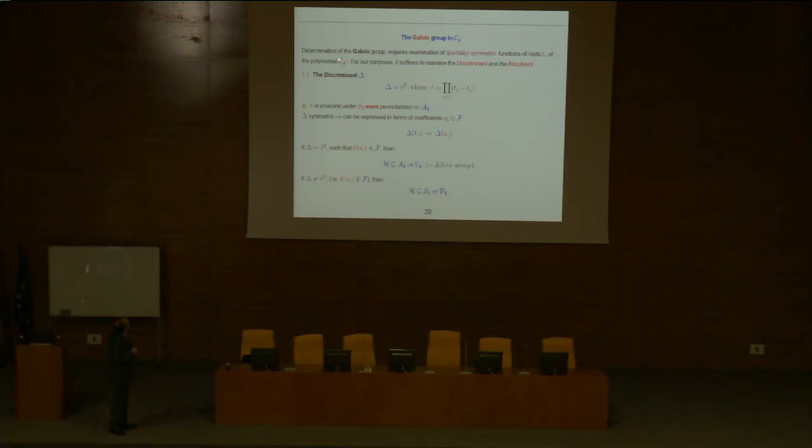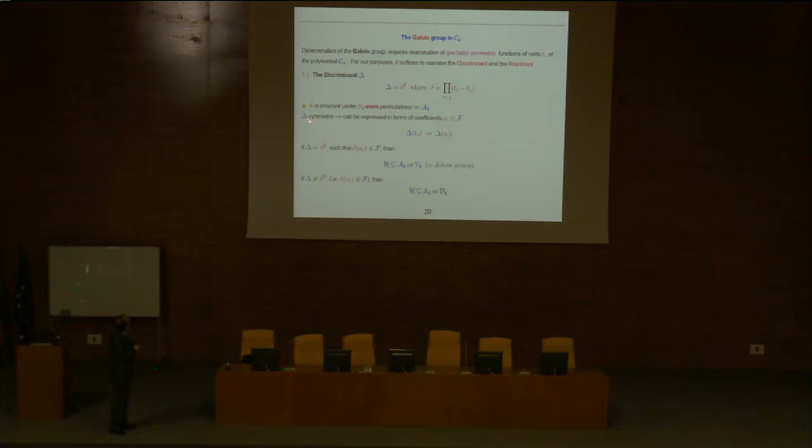The idea is that one has to examine partially symmetric or symmetric functions of the roots, and for our purposes, we need only to examine the discriminant and the resolvent. The discriminant is always given, of course, through this quantity, which is just the product of differences of roots, and delta squared is exactly the discriminant. Note here that delta is invariant under the even permutations of S4, which gives A4.